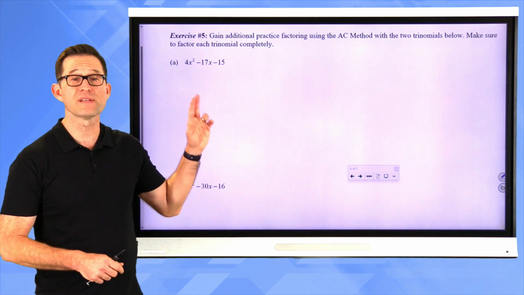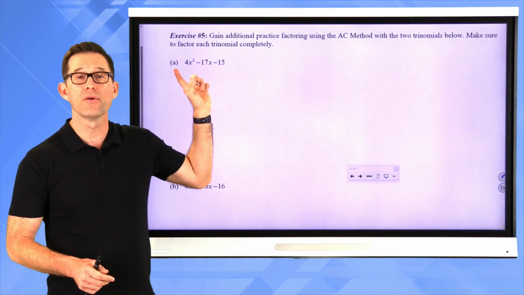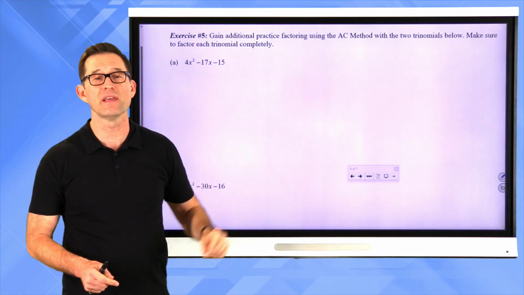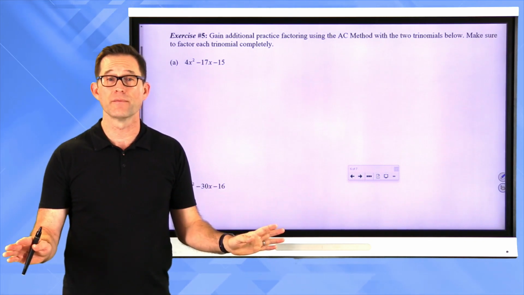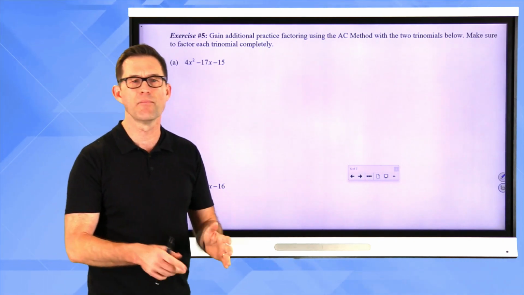Well, both of these problems have a leading coefficient of 4, and I did that by design. The first one, I look at 4, 17, and 15. There is no GCF there. All right, no GCF at all. So I launch immediately into product and sum thinking, right?